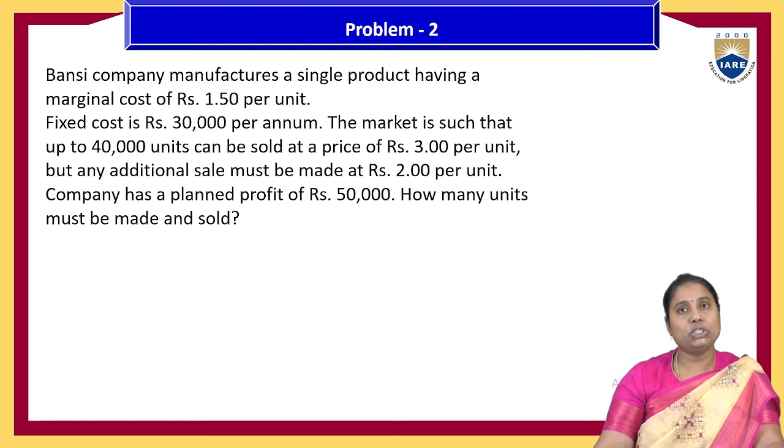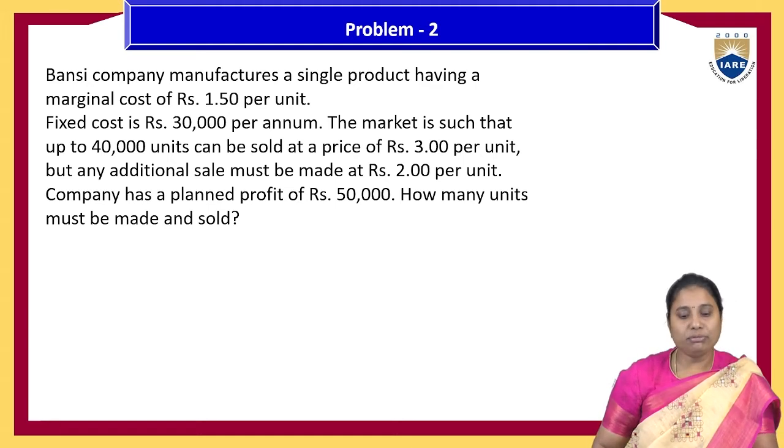Any additional sale must be made at 2 rupees per unit. The company has a planned profit of 50,000. How many units must be made and sold? So this is the information which is provided for us.